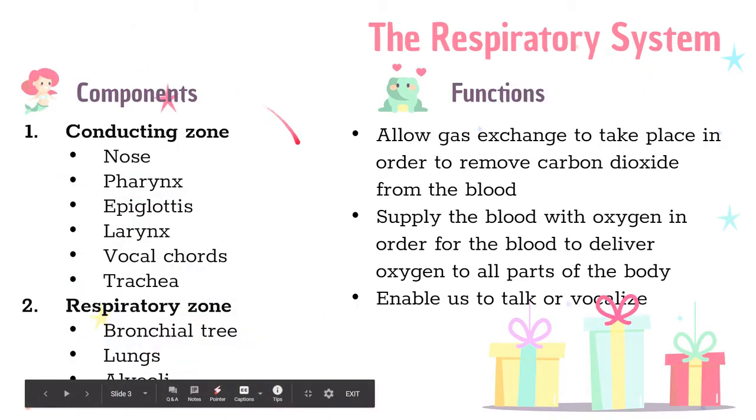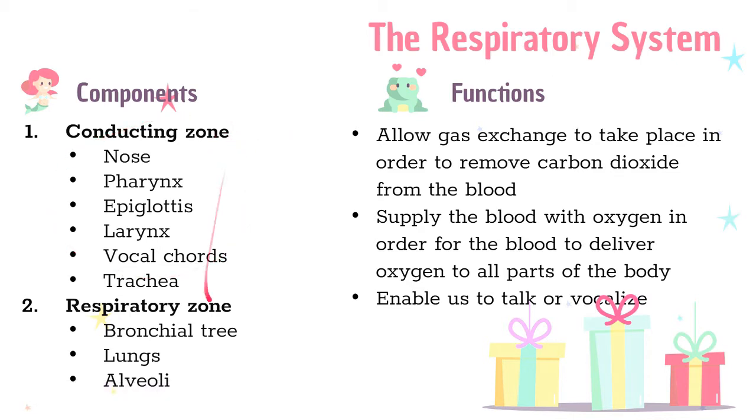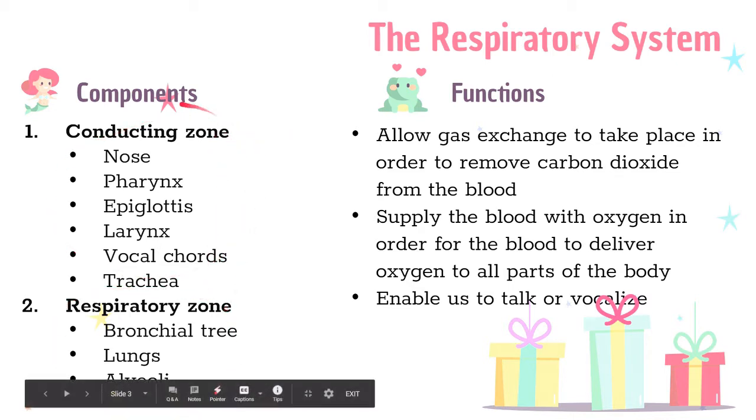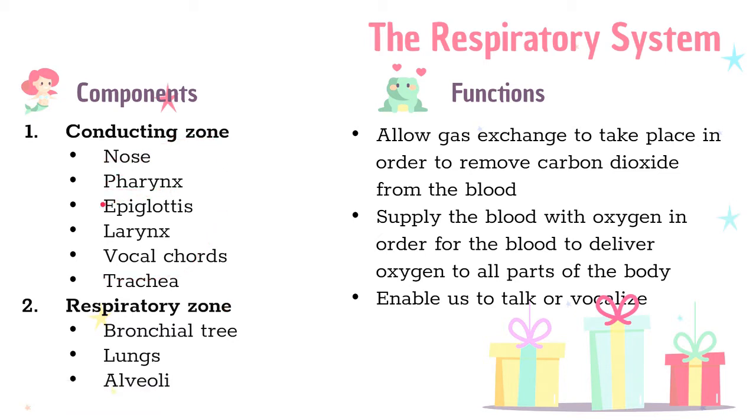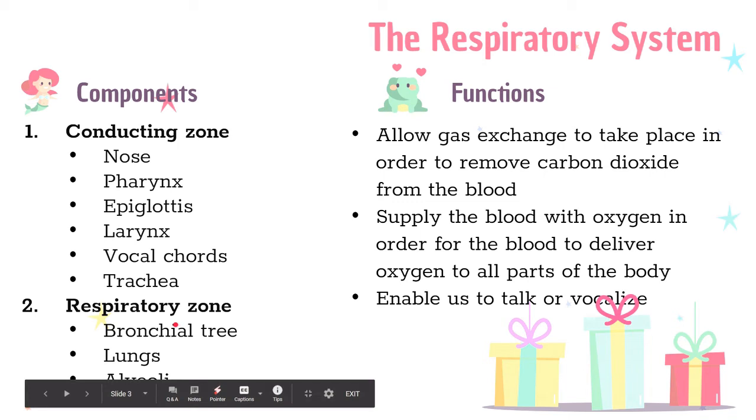The respiratory system is made up of two major components, the conducting zone and the respiratory zone. The conducting zone involves your nose, pharynx, epiglottis, larynx, vocal cords, and trachea. By the way, this is pronounced as trachea, not trachea, trachea. While your respiratory zone has the following parts, the bronchial tree, lungs, and alveoli.